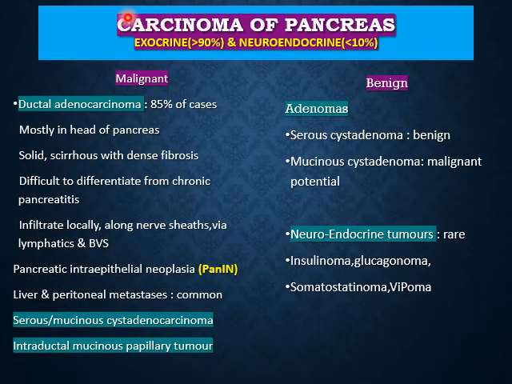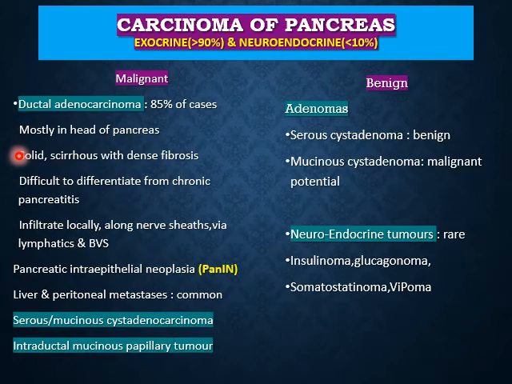Now, coming to carcinoma of the pancreas, there are two major types: exocrine cells, which account for more than 90% of the tumors, and neuroendocrine, less than 10%. Okay, the large percentage of exocrine tumors are the malignant ductal carcinomas, which account for about 85% of all exocrine tumors. And these ductal adenocarcinomas mainly arise in the head of the pancreas.